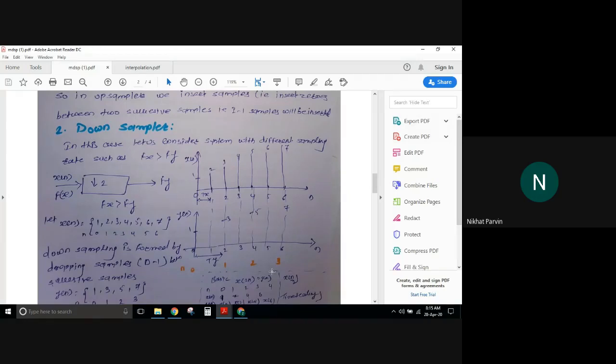Last class we have studied upsampling and downsampling. Now we have to see interpolation and decimation. There's not much difference between upsampling, downsampling, and decimation and interpolation.